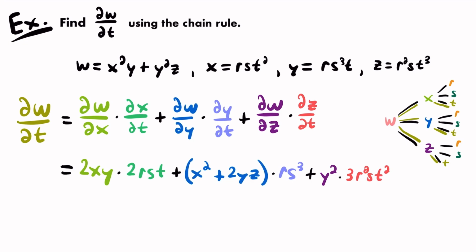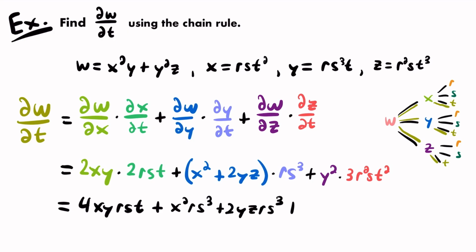All right, and then finally, let's just simplify a little bit. 2 times 2 is 4, and so we get 4xyrst plus this term, but bring that rs³ out to the front. Or I suppose you could distribute it through this quantity. I guess I'll do that here. We'll multiply rs³ by both of these two terms. That will give us x² times rs³ plus 2yz rs³. And then we have plus y² times this expression, which will simplify to be 3y²r²st².